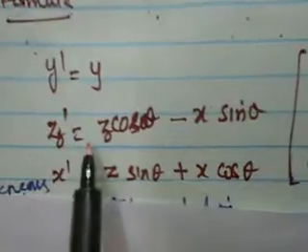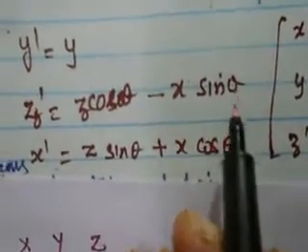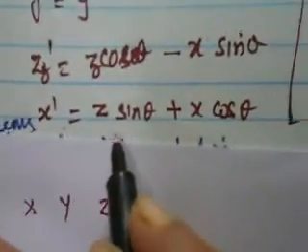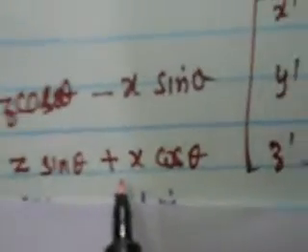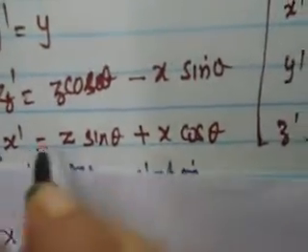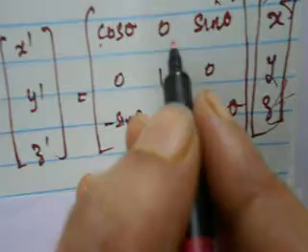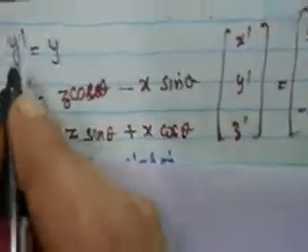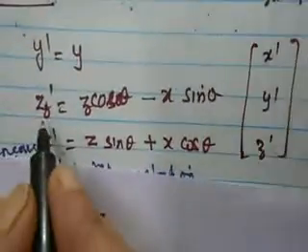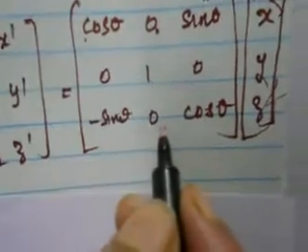See here, z dash is equal to z cos theta minus x sin theta, and x dash is equal to z sin theta plus x cos theta. Let's substitute x dash here. X dash, see here z sin theta, x cos theta, and there is no y value, so 0. See here y dash, here y alone is 1, and the remaining values are 0. See here the z dash: minus x sin theta, here there is no y value, so 0. Next z cos theta. So here cos theta and z.